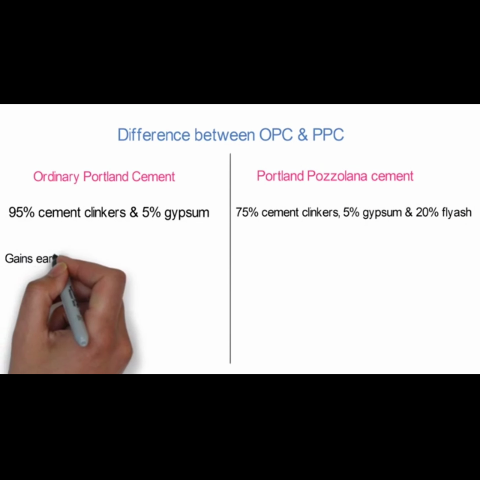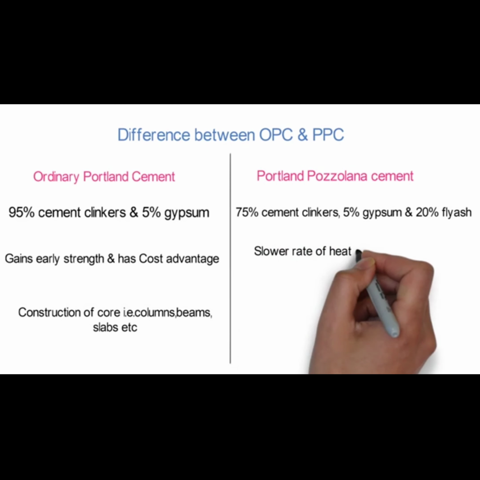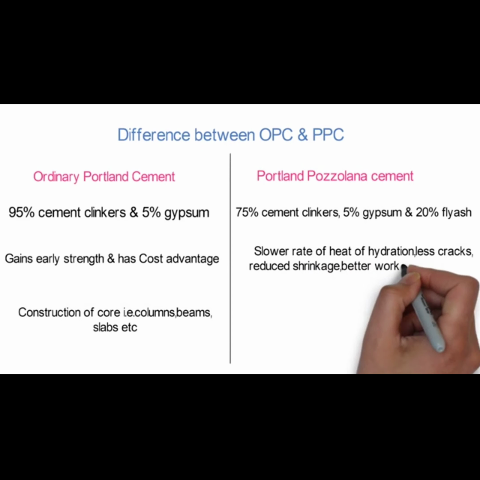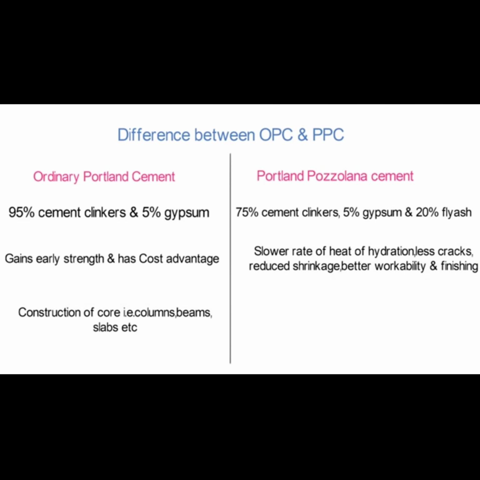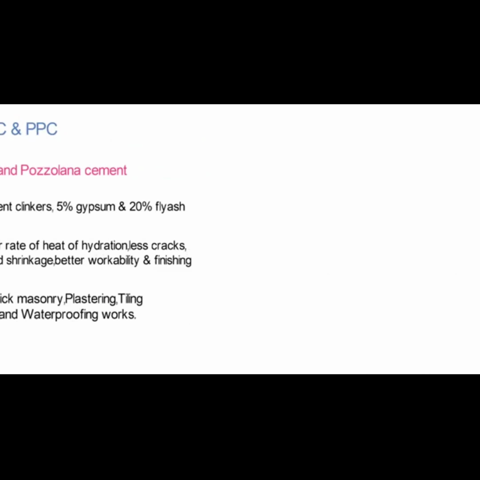OPC gains early strength, has a cost advantage and is mostly used for construction of the core, that is columns, beams, slabs, etc. When fly ash is added to OPC, it becomes PPC. The effect of fly ash is a lower rate of heat of hydration, fewer cracks, reduced shrinkage, better workability and finishing. Recommended use of PPC is for brick masonry, plastering, tiling and waterproofing works.